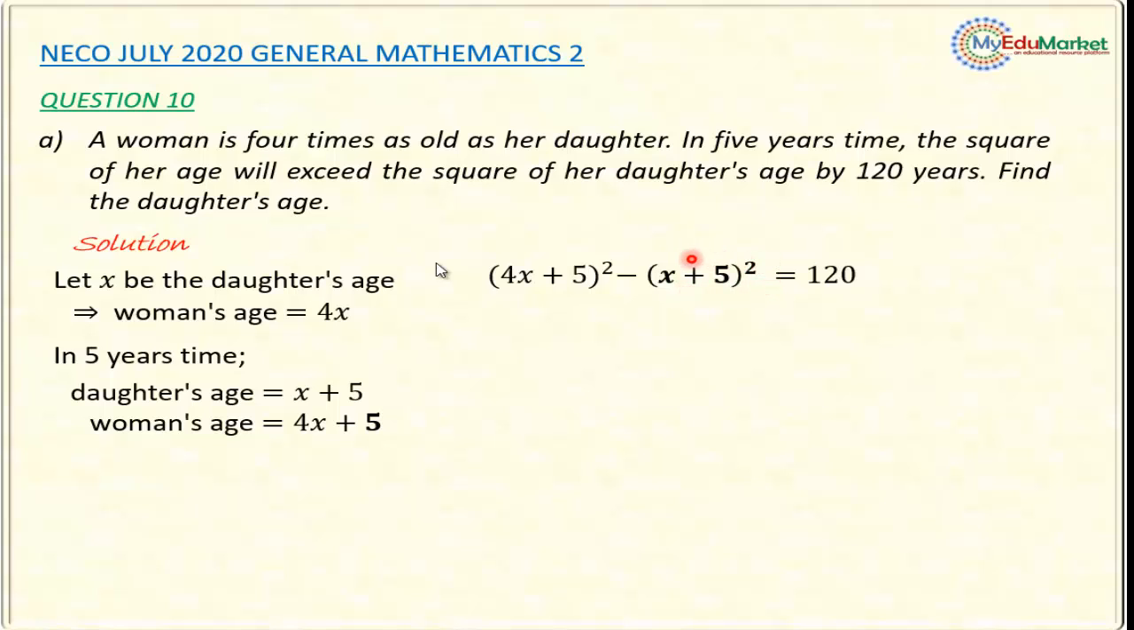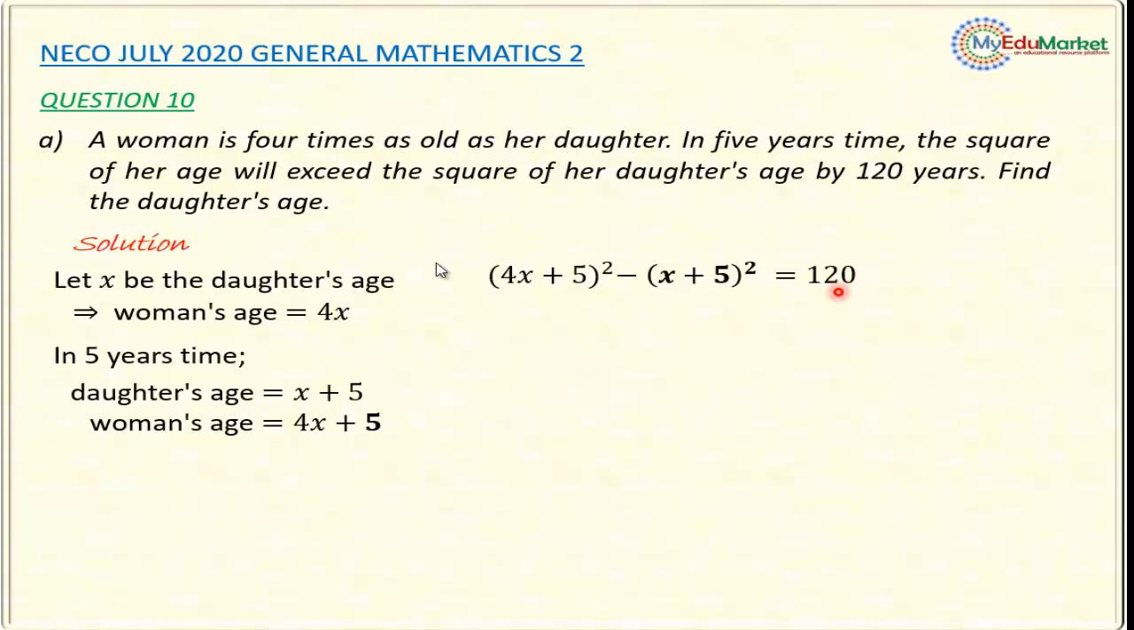Then subtracting the square of the age of the daughter from the square of the age of the mother gives 120, because in the question it says that in 5 years to come, the square of the mother's age will exceed the square of the daughter's age by 120, which means that age will be bigger than the age of the daughter by 120. So if I subtract the square of the age of the daughter in 5 years to come from the square of the age of the mother in 5 years to come, the result is going to be 120, because 120 is the difference between the squares of their ages.